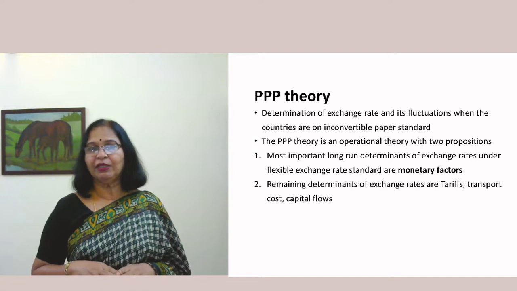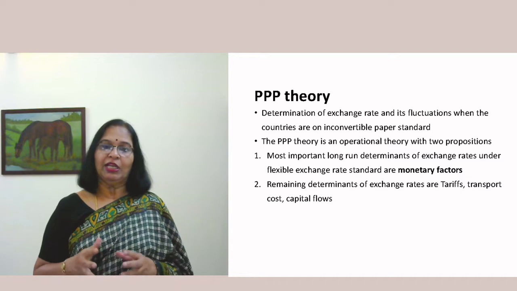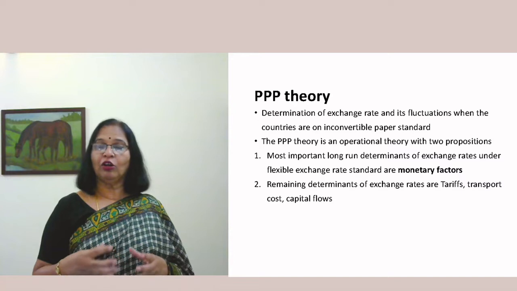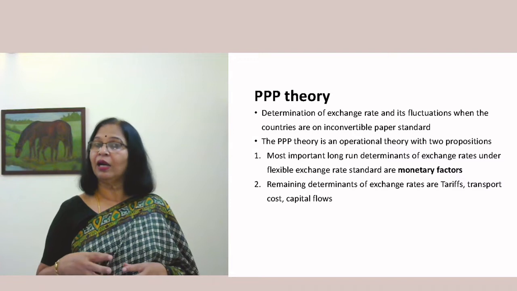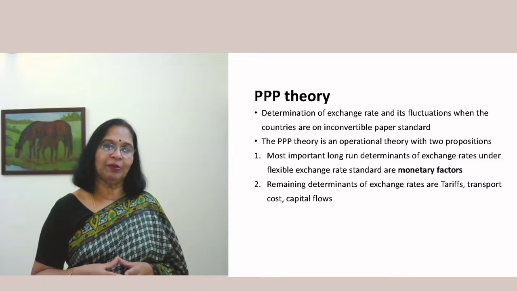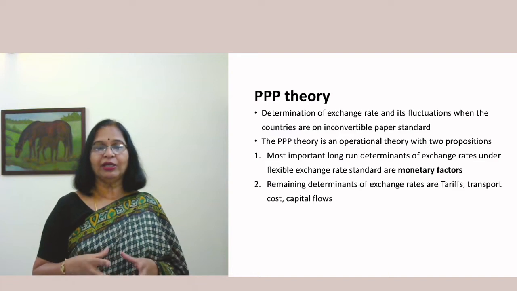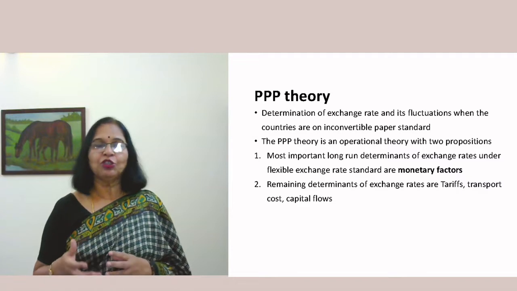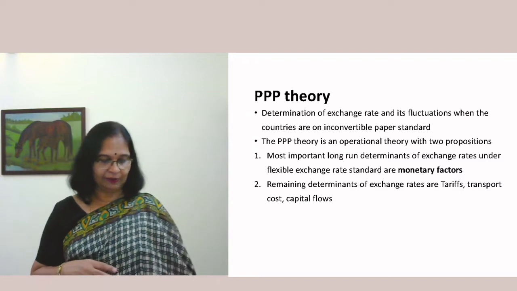The purchasing power parity theory is an operational theory, and it has two important propositions. The first proposition is that monetary factors are the long run determinants of the exchange rate among two currencies when currencies are under flexible exchange rate system. Then the second set of determinants that are necessary to understand the exchange rate determination are trade related factors, which are like tariffs, the transport cost, and capital flows. So these two factors will influence the exchange rate of the respective currencies.